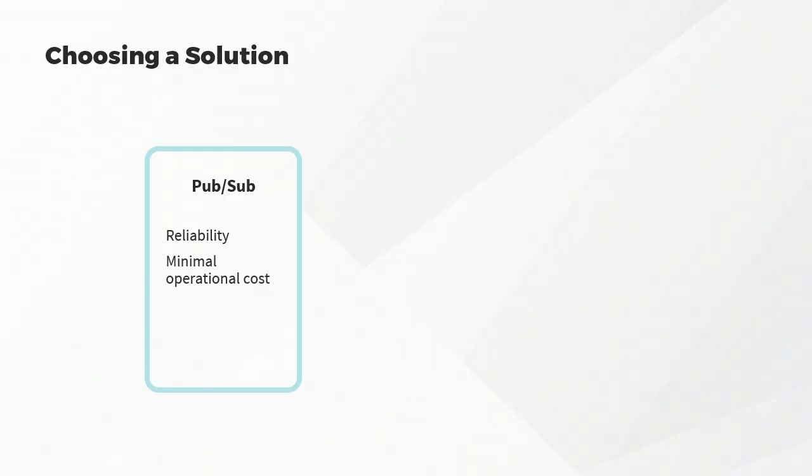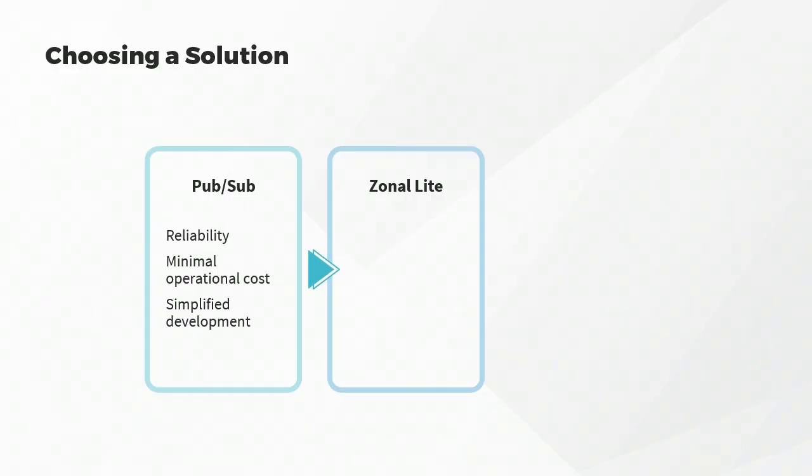And then we have to look at the simplified development measures. Is it really important for us to save some money on the simplified development by paying for this feature set that comes with PubSub? Now we can actually ask ourselves the same questions with zonal Lite.